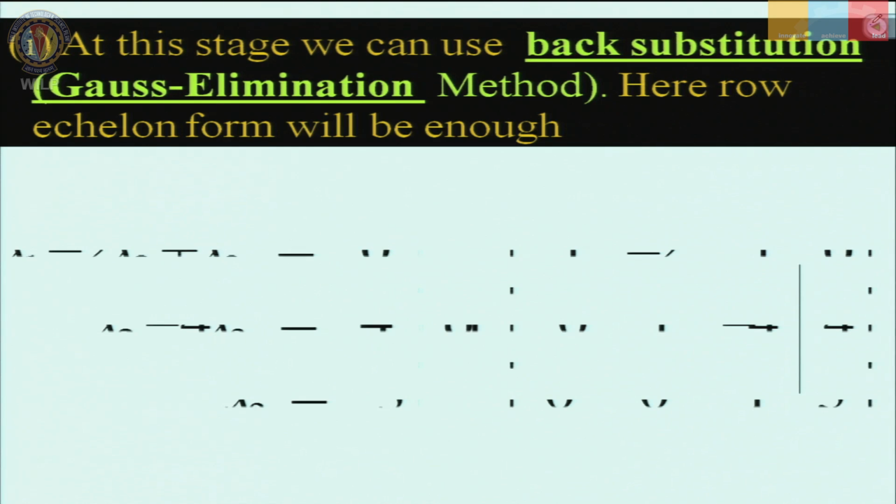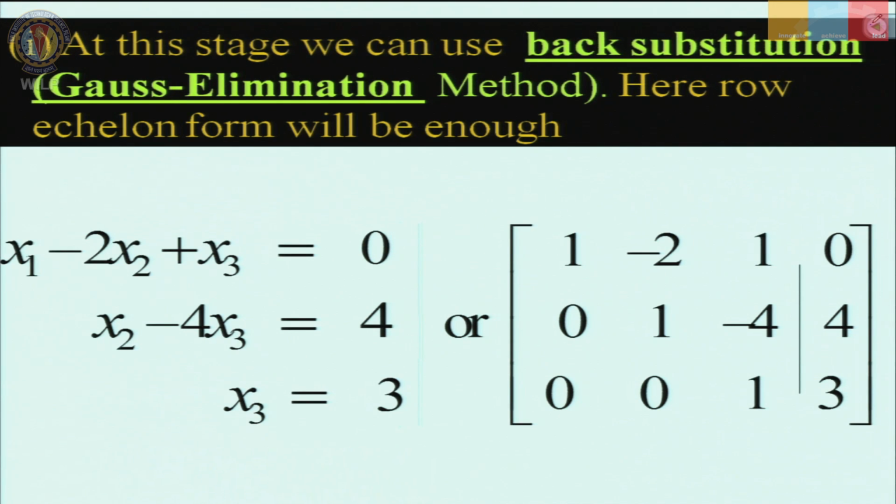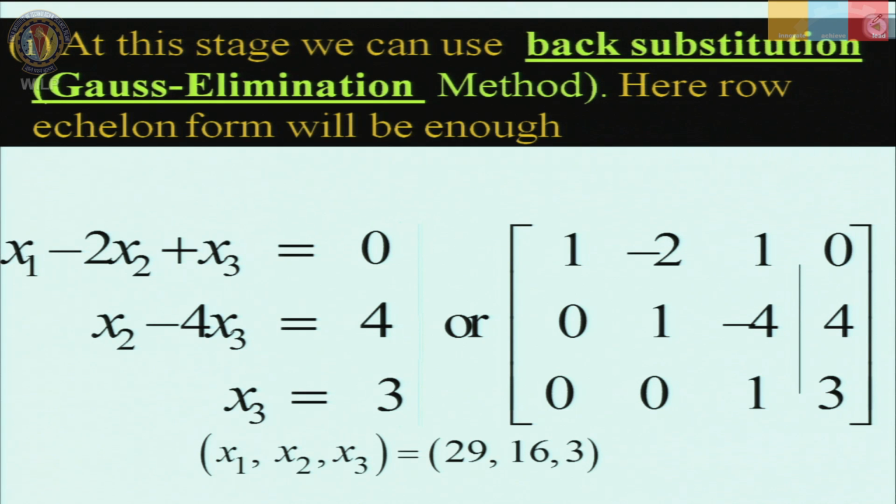Okay. Therefore, you can see that with the help of this back substitution method, you are going to get the solution as x1 as 29, x2 as 16 and x3 as 3. So, here solution is known.